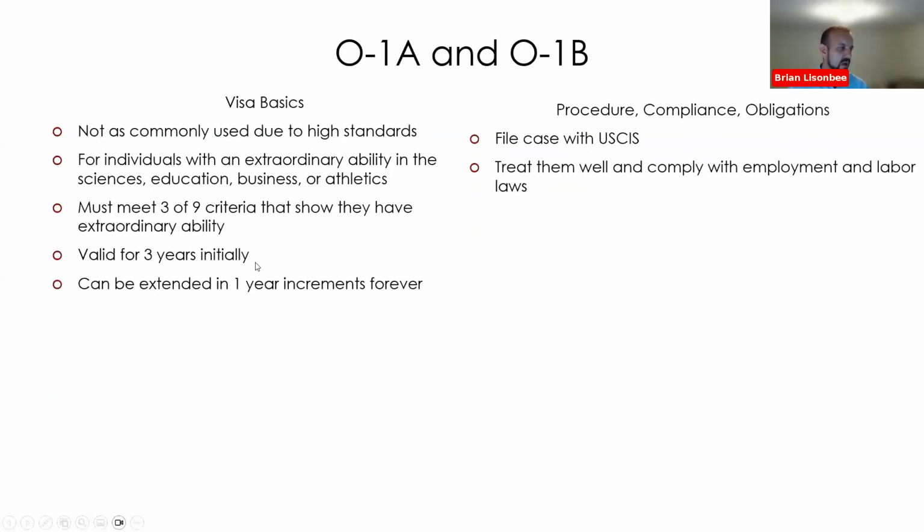So if you're bringing in an O1 employee, they're going to have extraordinary ability, meaning they've written a lot of papers, they've published a lot, they've been cited a lot, they have patents, things like that. They're valid for 3 years initially. You can extend them forever in 1 year increments. They're actually relatively cheap to file. It only costs $460 to file an O1.